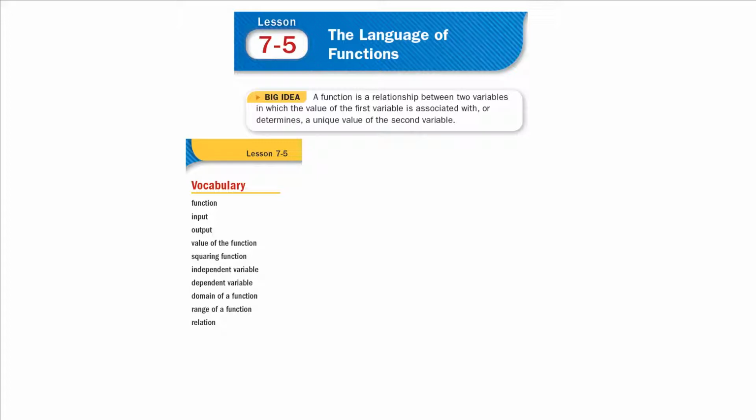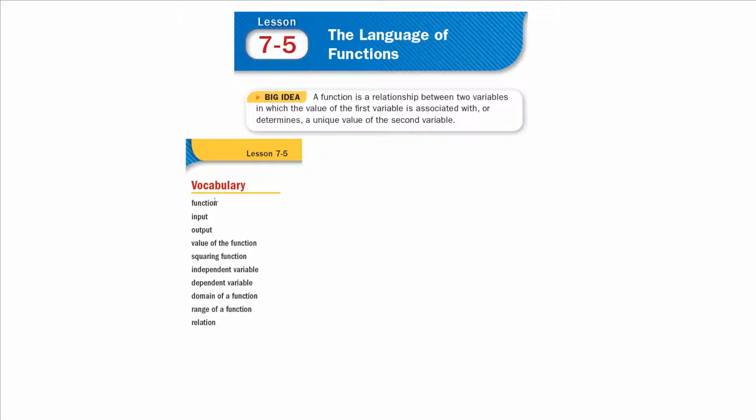It's lesson 7-5. We're talking about functions. You've seen this on your CAS where it asks you to put things in function notation. Well, what is a function? That's what we're going to learn here in 7-5. You can read the big idea. It's right there. The vocabulary is fairly extensive for this one, and you need to know what these things mean.